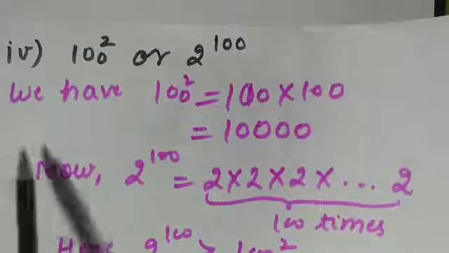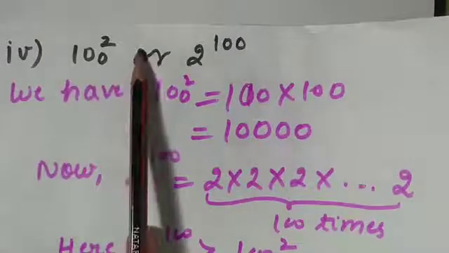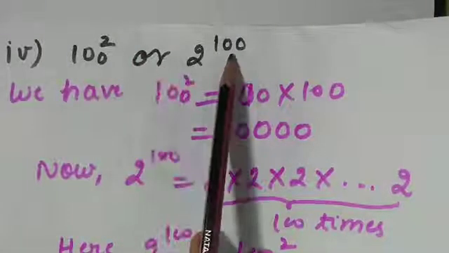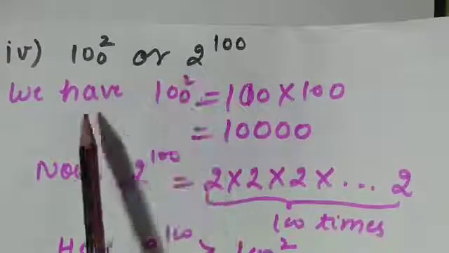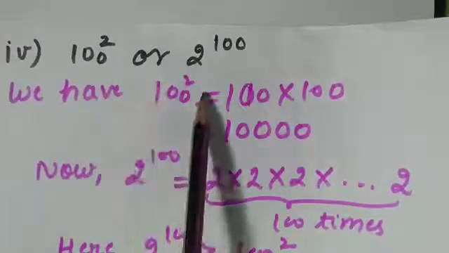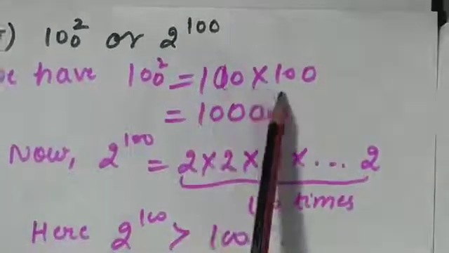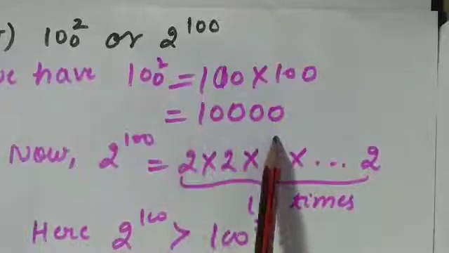Now come to the fourth part of the same question, 100 to the power 2 or 2 raised to the power 100. Which one is greater? Now 100 raised to the power 2 can be written as 100 into 100, and that is equal to 10,000.